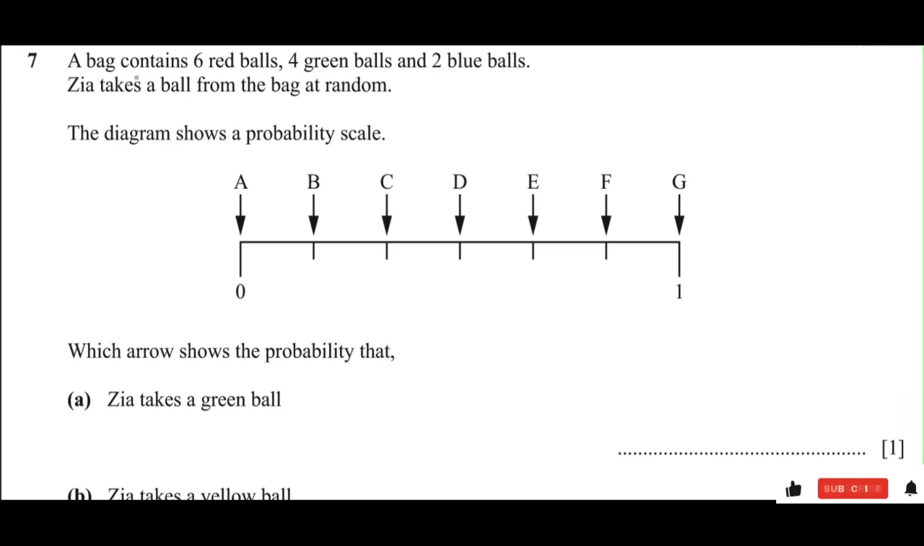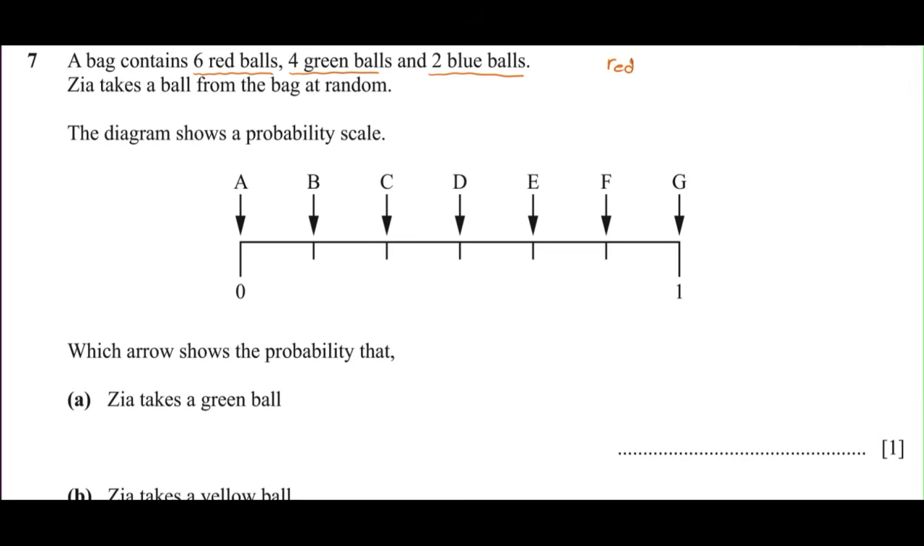Question number 7. A bag contains 6 red balls, 4 green balls, and 2 blue balls. Zia takes a ball from the bag at random. The diagram shows a probability scale from 0 to 1. Which arrow shows the probability that... okay, so first let me figure out all the balls, right?